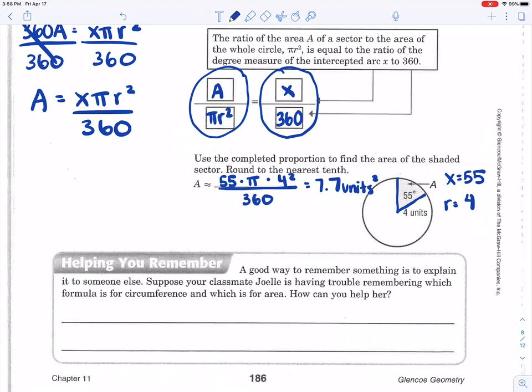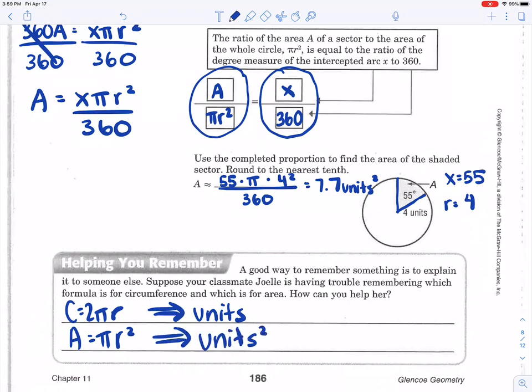It says a good way to remember something is to explain it to someone else. Suppose your classmate is having trouble remembering the difference in the circumference and the area formula. So I kind of said this at the very beginning. Circumference is 2 pi r. The units will not be squared. Area is pi r squared. The r is squared, so you'll notice the units have to be squared. So in this case, what's happening to the r will match the appropriate units for circumference or for area.